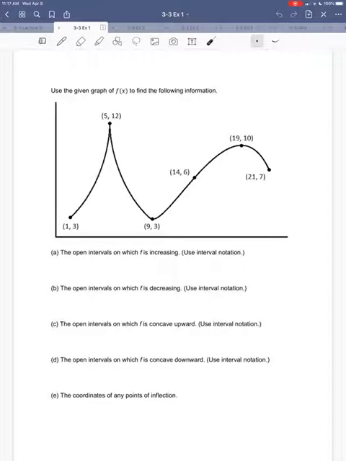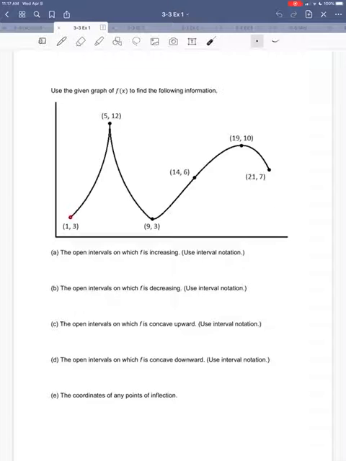So we're given a graph of a function f of x here, and we're asked to find some information from the graph. So part A says the open intervals on which f is increasing. So increasing means the graph is going up from left to right, and so we see that that's happening here. We're moving up. Now, when they talk about the intervals where something is happening, when we talk about where something is happening for a function, we mean the x coordinates.